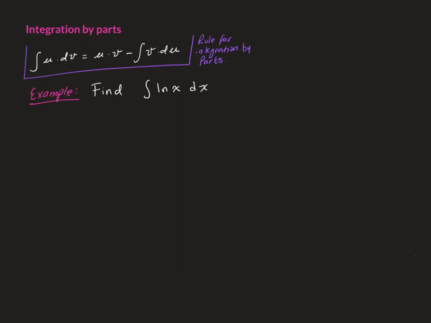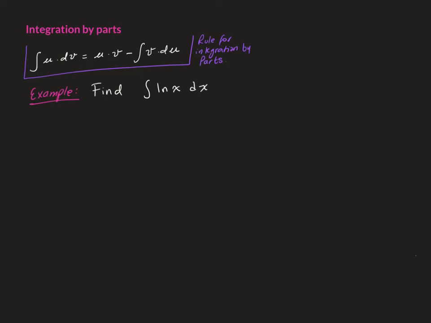In the previous example, notice how I chose ln x to be u, because I knew that if I chose it as v, I would have to integrate it. And the problem was that I didn't know what the integral of ln x was. ln x doesn't have an integral that is familiar to us already. But with integration by parts, we can do this integral very easily.